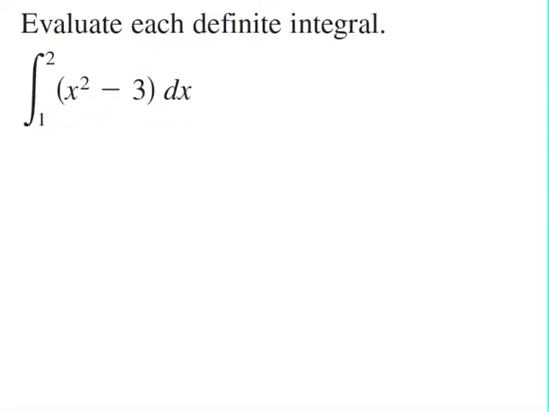Okay, so this says evaluate each definite integral. You already have this written down on the sheet I gave you. Now we're going to integrate x squared using our integration techniques. What will x squared integrate to be? X cubed over 3. Minus, what does 3 integrate to be? 3x. Now I'm going to put a little bracket there, with the top number on the top and the bottom number on the bottom. So this is from 1 to 2.